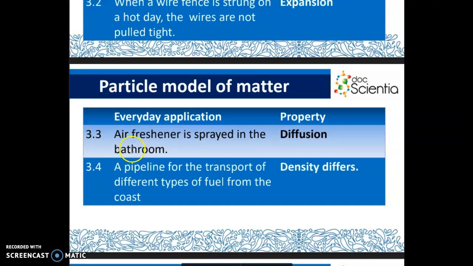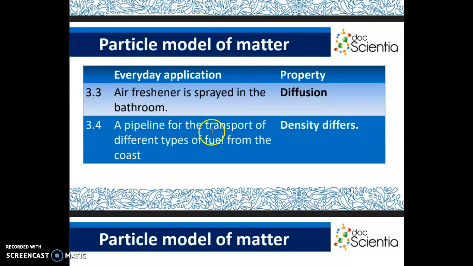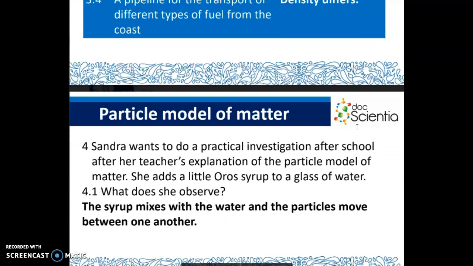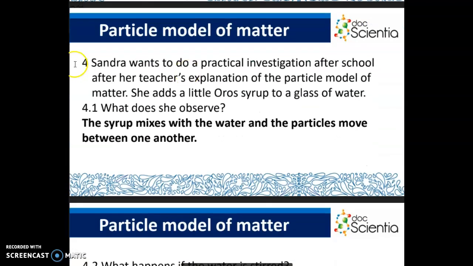3.3. Air freshener is sprayed in the bathroom. What is this an example of? This is an example of diffusion. 3.4. A pipeline for the transport of different types of fuel from the coast is an example of what? Yes, density differs.